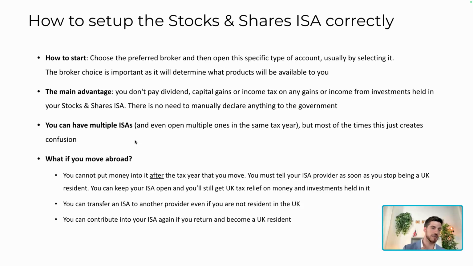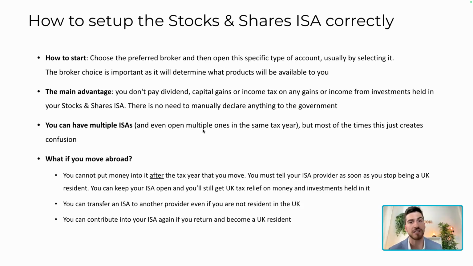Like you can open one with Interactive Brokers, another with InvestEngine, another with Trading 212. I don't recommend that. You can open more than one in the same tax year, but this just creates confusion. You know why? Because most brokers, given that they know that you have a threshold, which again, right now is £20,000, give you some sort of loading bar. Like they say, hey, you invested £4,000 this tax year, and you still have 16,000 left until the next tax year. But if you use multiple ISAs, the broker cannot know that you have the money also somewhere else.